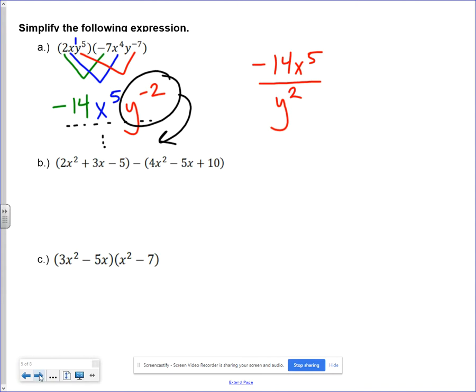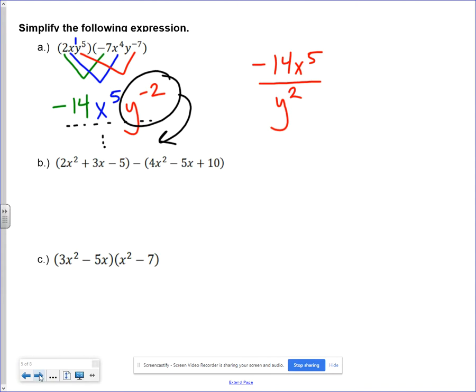Okay, let's look at B. What are we doing here? We're subtracting two trinomials. Okay? We did stuff like this in the last chapter. Okay? In order to subtract or add like terms, they have to have the same variable to the same power.